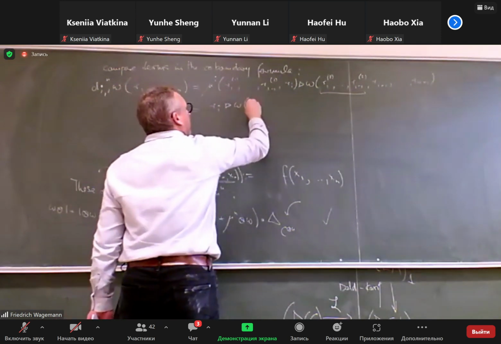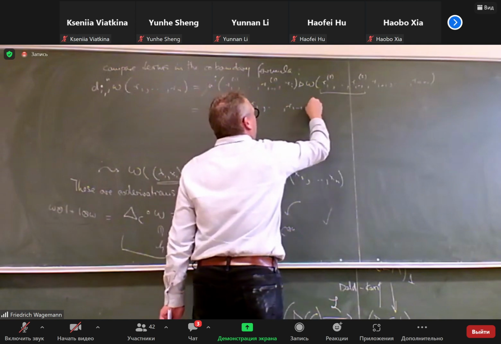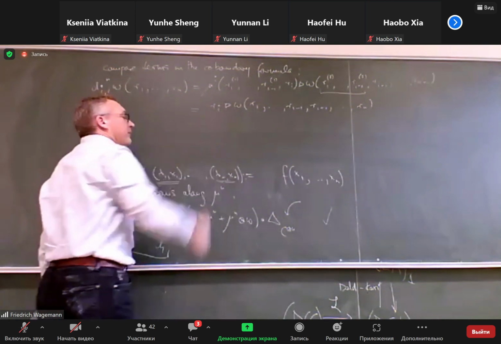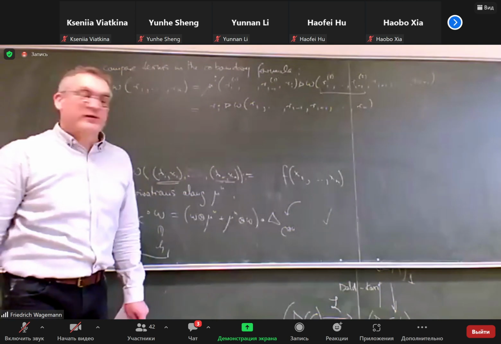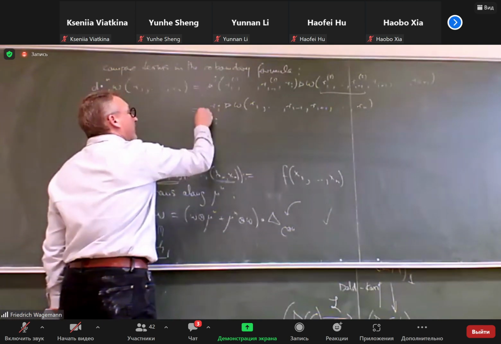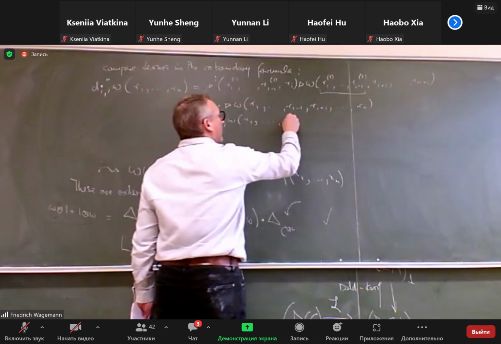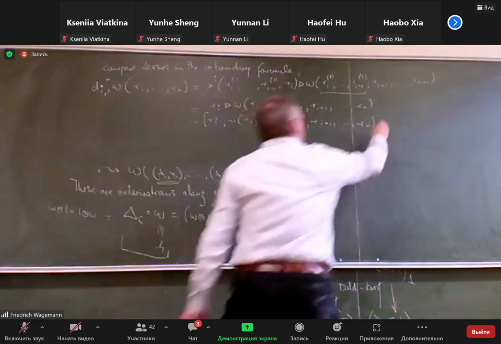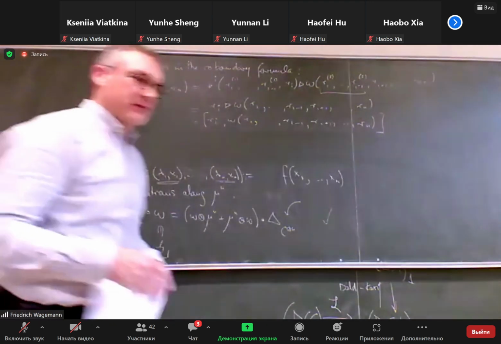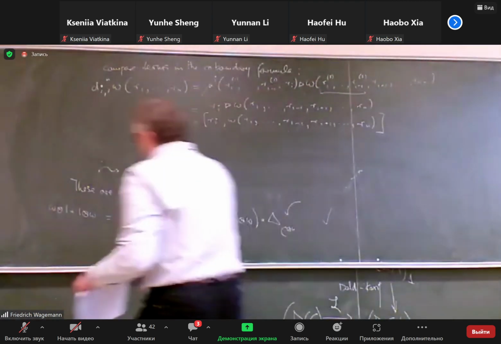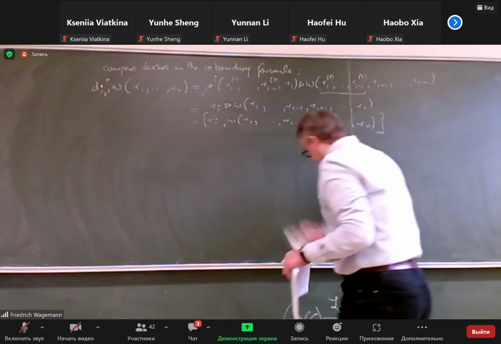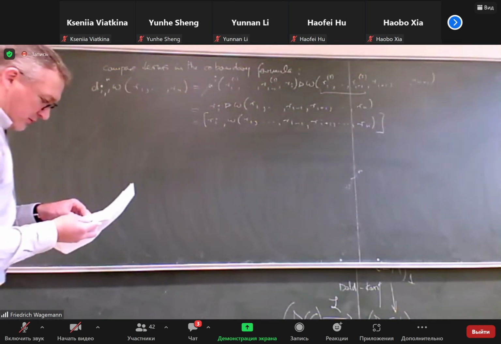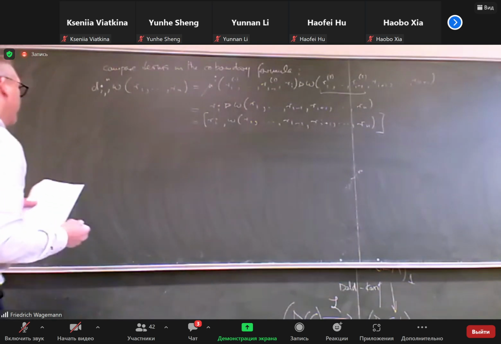R_i omega R_1 ... R_{i-1}, R_{i+1}, and in the rack bialgebra associated to a Leibniz algebra, this is just a bracket. And so this works also for the other terms. For the other terms, we get a similar situation.